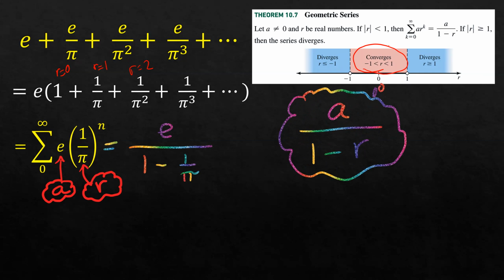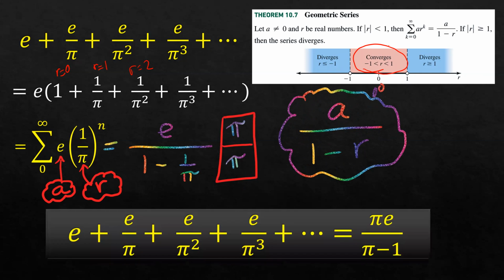We'll clean that up. That's a complex fraction there, so multiplying by 1, and your 1 would be pi over pi. When you clean that up, you would say my geometric sum is pi e over pi minus 1. Nice. Okay, here's another example.